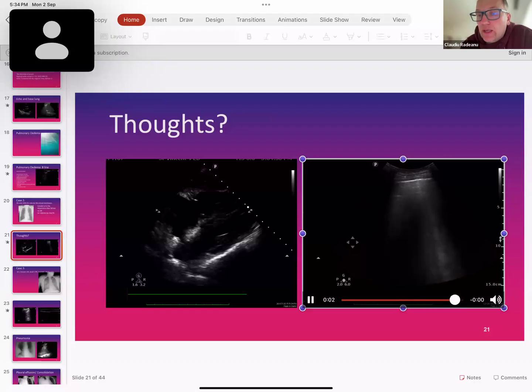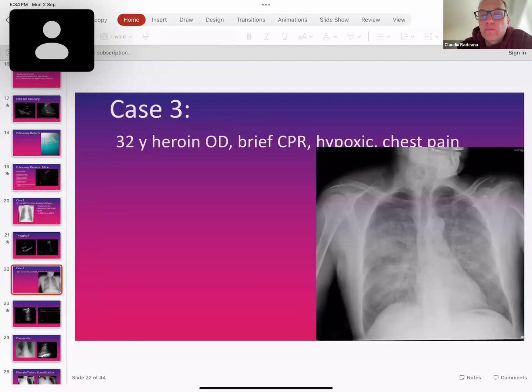And most likely this guy is going to get sicker and sicker and might require intubation. We're going to move to the next case. Do you have any questions about this? No? All right, let's go through another case, and that's a different pathology.